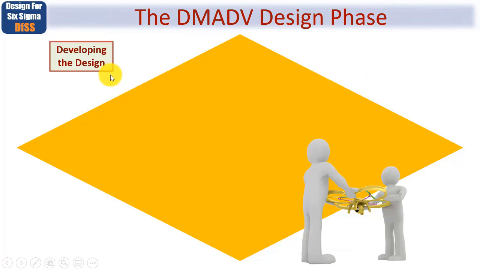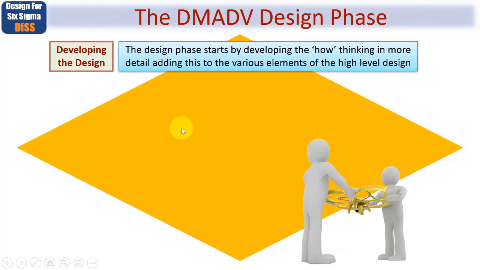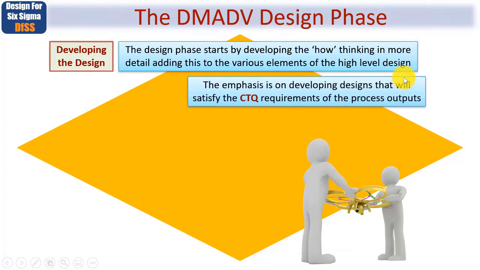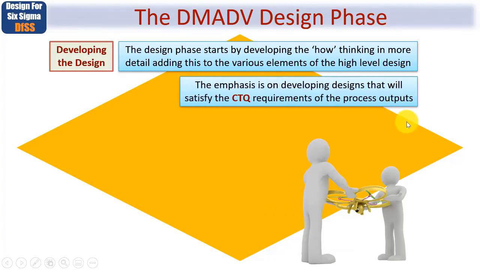First, thinking about developing the design in the first place. Now, the design phase, therefore, starts by developing the how, thinking in more detail, adding this to the various elements of the high-level design that we've already created. So in earlier phases, we defined what the what was, and now we're thinking about how we can design these. So the emphasis here is on developing the designs that will satisfy the critical to quality requirements of the process outputs. Do you remember the X inputs and the Y outputs?